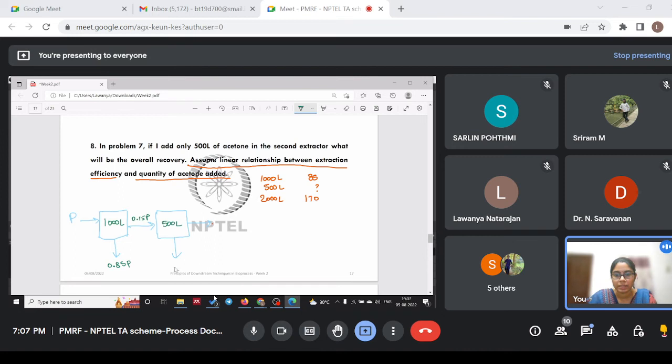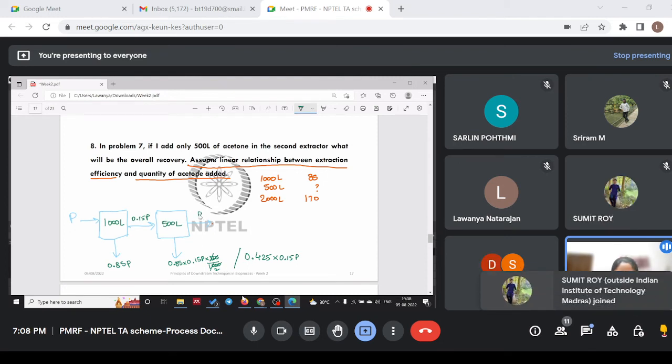You can think of this as the same: 0.85 into 0.15P into 500 by 1000. This is one way of doing this, where you have 1 by 2 here, or you can also do it as, let's say, 0.425 into 0.15P, however you want to do this.